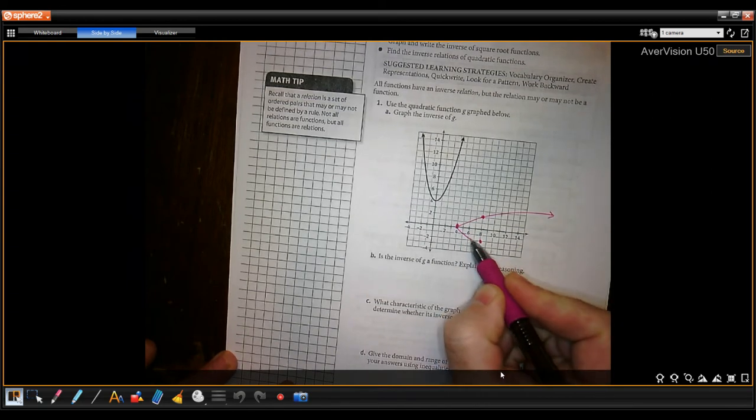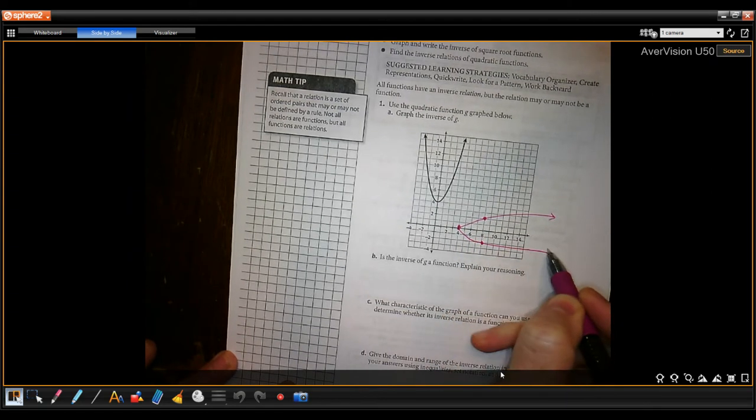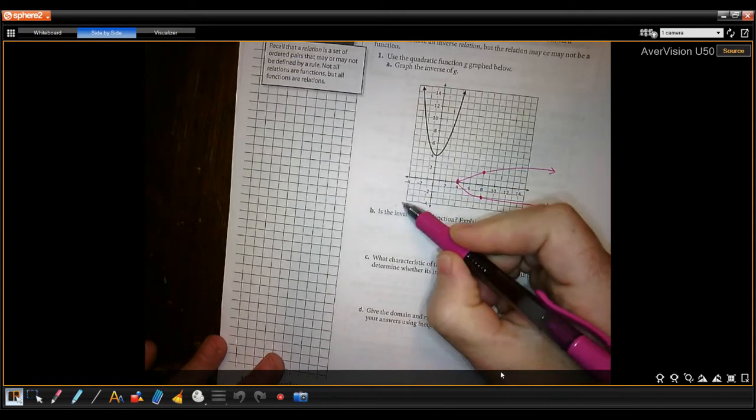All right, so just switch x and y. Now we've graphed the inverse function, or the inverse of the function, I should say. So these are inverses of each other. Just switch x and y. You can draw the line y = x if you like. You can see how it's reflected, all that good stuff. Okay, then it says, is the inverse of g a function?